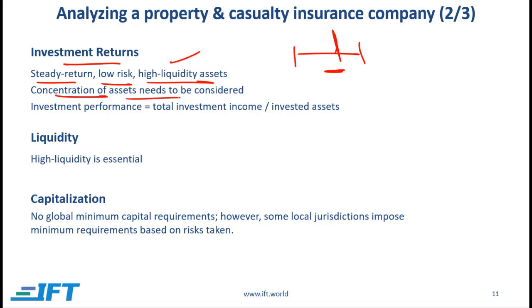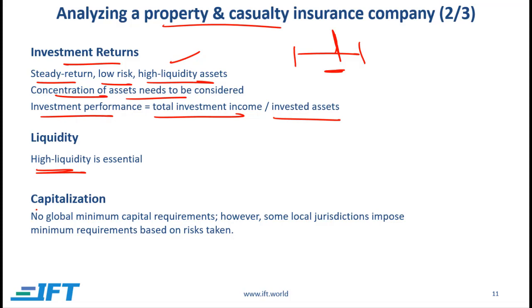The concentration of assets needs to be considered. So when making investments, we should avoid making investments in the same types of instruments. There should be a reasonable amount of diversification. The overall investment performance is basically the investment income that's generated divided by invested assets. As we've said, the assets need to be highly liquid. This is essential for the property and casualty insurance company.